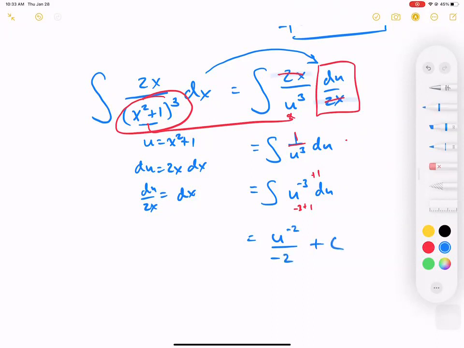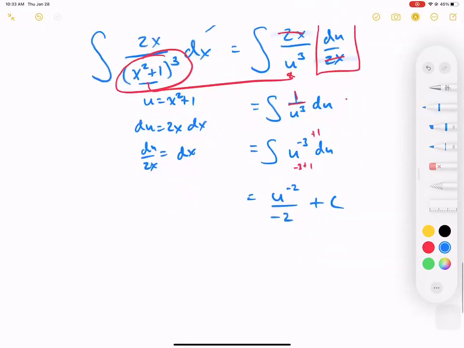Now, we're not done yet. We still have to replace the u back in. And the u we said was x squared plus 1, right? So this is going to be 1 over negative 2, so we have a negative in the front, parentheses squared, because I bring the u back to the bottom. And that's going to be x squared plus 1 plus c.